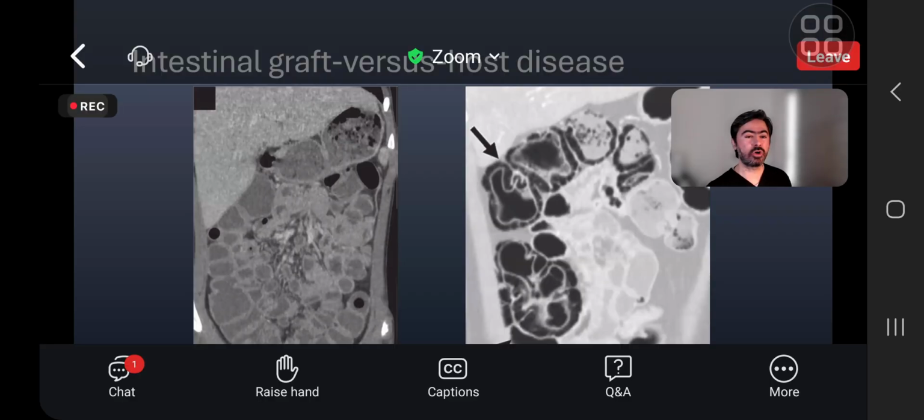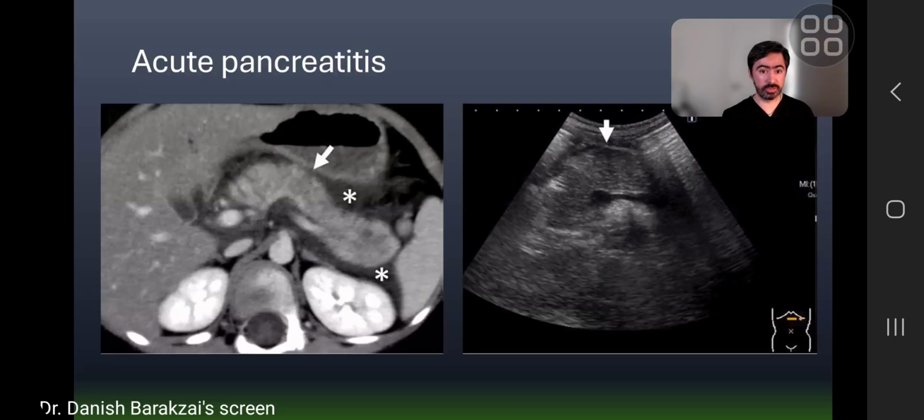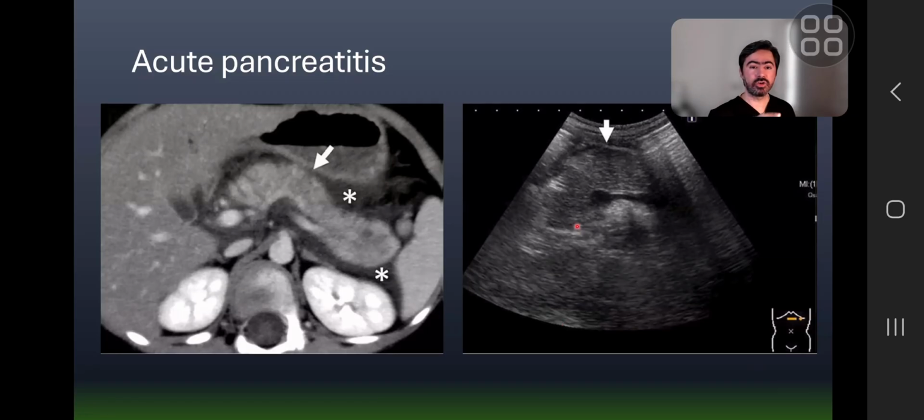Acute pancreatitis caused by aspergillus in a 4-year-old patient with acute lymphoblastic leukemia. This is a sonographic image of the pancreas. You can see there is abnormal edema and distension of the pancreas itself. And on the CT scan image, you can see that the pancreas itself appears significantly edematous with peripancreatic inflammatory changes and free fluid.